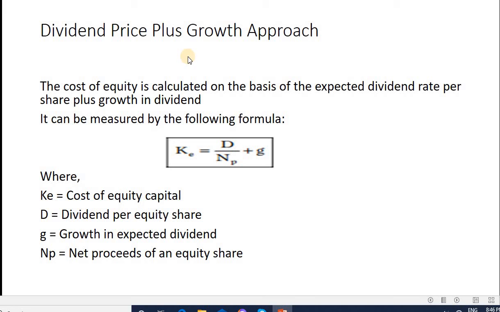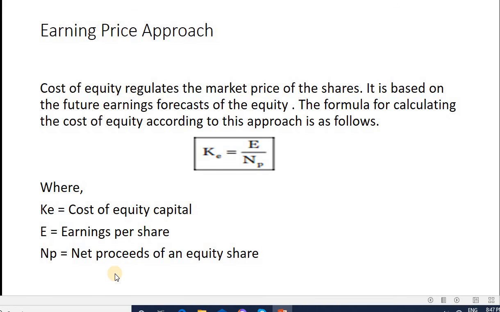Dividend price plus growth approach. The cost of equity is calculated on the basis of expected dividend rate per share plus growth. Here we are calculating the expected dividend rate plus the growth in dividend. It can be measured by the formula K = D/NP + G, where D is dividend per equity share, K is cost of equity capital, G is growth in expected dividend, where there is a growth in dividend year after year, that is the rate we have to take into consideration, and NP is net proceeds of an equity share.